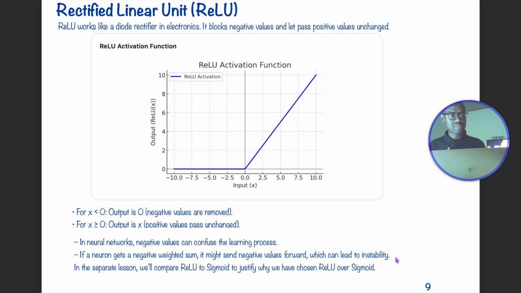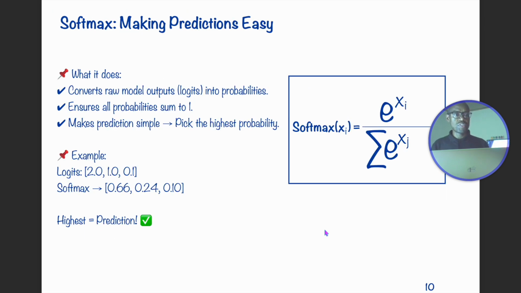In neural networks, negative values can confuse the learning process. That's why ReLU has to block them. If a neuron gets a negative weighted sum, it might send the negative values forward, which can lead to instability. In a separate lesson, we'll compare ReLU to sigmoid to justify why we have chosen ReLU over sigmoid. That's in a different video. Now let's talk about softmax.